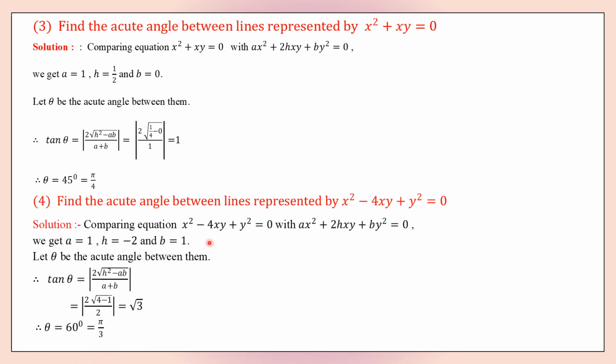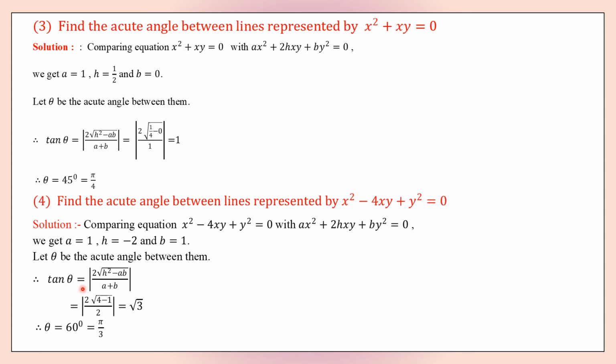Solution. Comparing x square minus 4xy plus y square equal to 0 with ax square plus 2hxy plus by square equal to 0. That is, coefficient of x square is a equal to 1. Here coefficient of xy, 2h equal to minus 4, therefore h equal to minus 2. Coefficient of y square is b, here it is 1, therefore b equal to 1. Let theta be the acute angle between them.